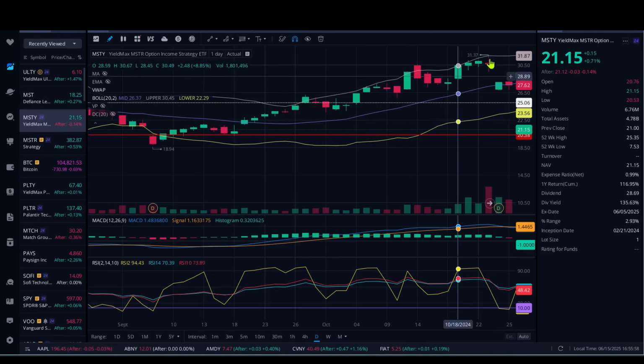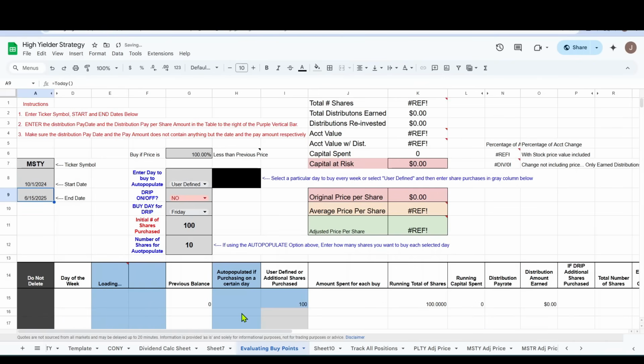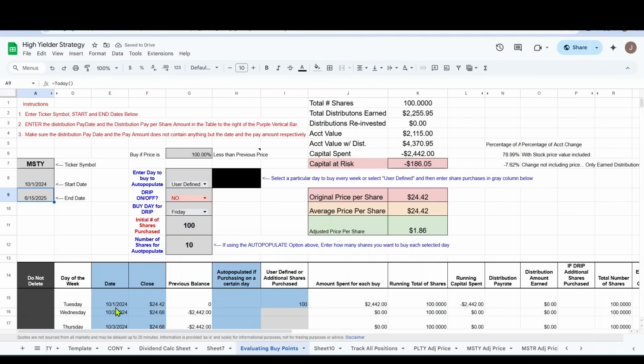All right, so to do that, all we have to do is we come over here on our start date and we're just going to enter in October the 1st of 2024. Once we hit enter, it recalculates and there we go. Now we have that first date shown as October the 1st, and there's that $24.42. We still only made that initial 100 share purchase.